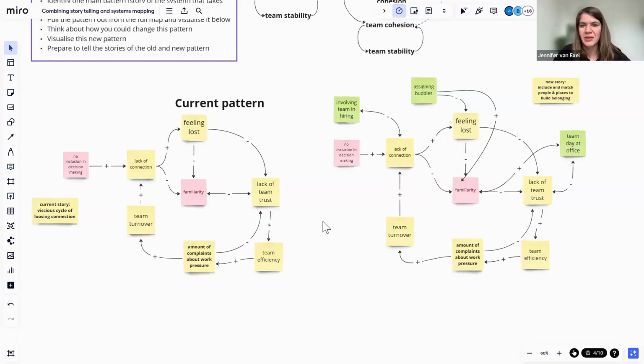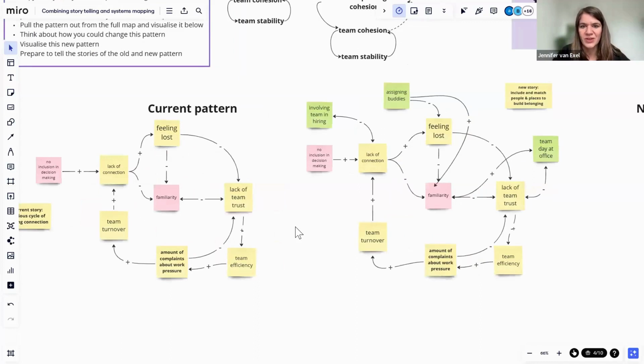And then for the new pattern, we were playing around with trying to create interventions, which are the green post-its. The new story would be to include and match people and places to build belonging and also trust. So we said, involve the team in the hiring process itself so that there's connection from the start. Assign buddies so that someone doesn't feel lost. Create a team day at the office to increase familiarity. That is the way we were playing around with the new pattern. Yeah, nice. I also liked that you gave it titles, and it becomes very easy to talk about these patterns. Thank you.